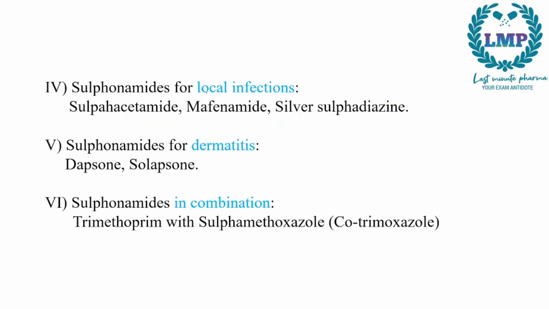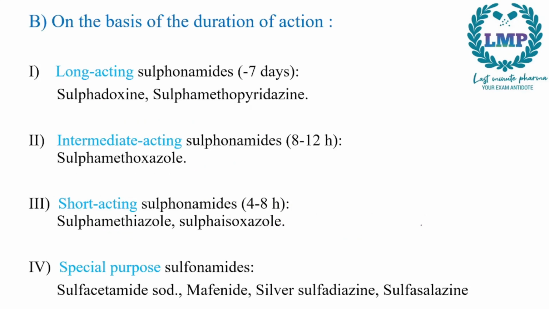Next is sulfonamides for local infections. For local infections, we have silver sulfadiazine, then we have sulfacetamide and mafenide. For dermatitis, we have dapsone and solapsone. For sulfonamides in combination, we have this one combination, that is trimethoprim and sulfamethoxazole. We will call it cotrimoxazole.